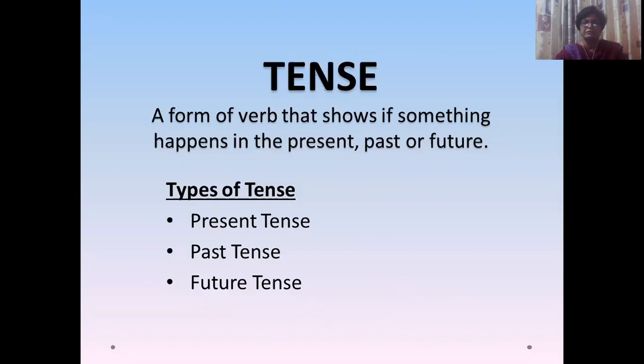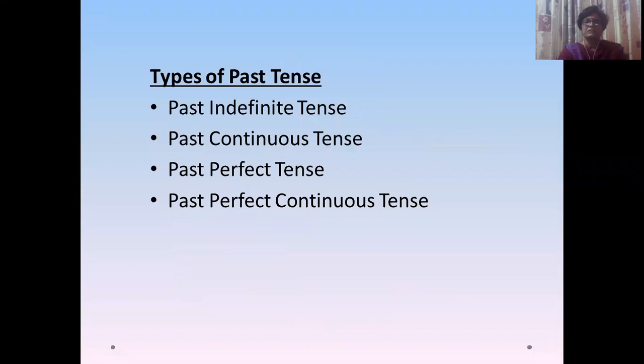A form of verb that shows if something happens in the present, past, or future. And as you have already studied, tense is of three types: the present tense, the past tense, and the future tense. Because in the lesson we have to study mainly about the past tense, I'm going to discuss past tense only. Past tense also has four different types. First one is the past indefinite tense, past continuous tense, past perfect tense, and past perfect continuous.